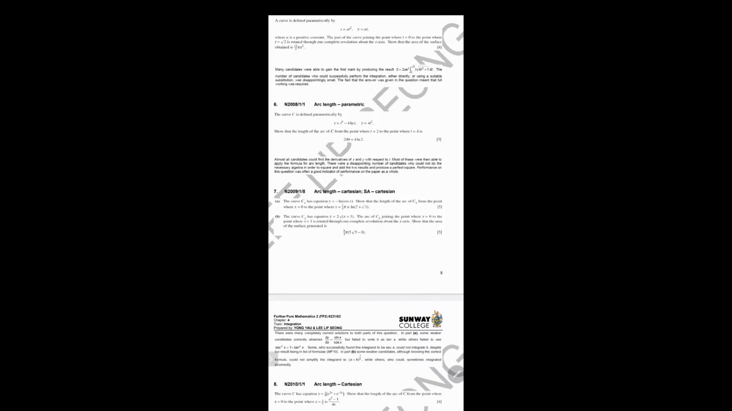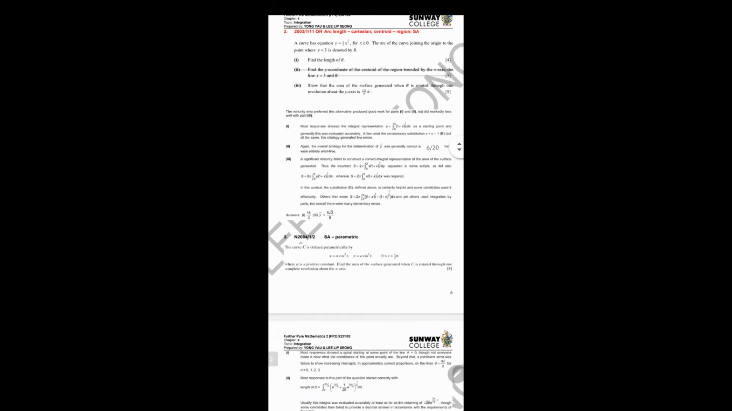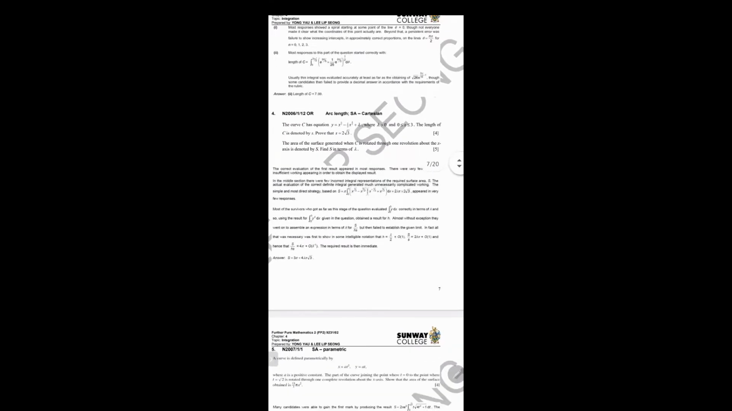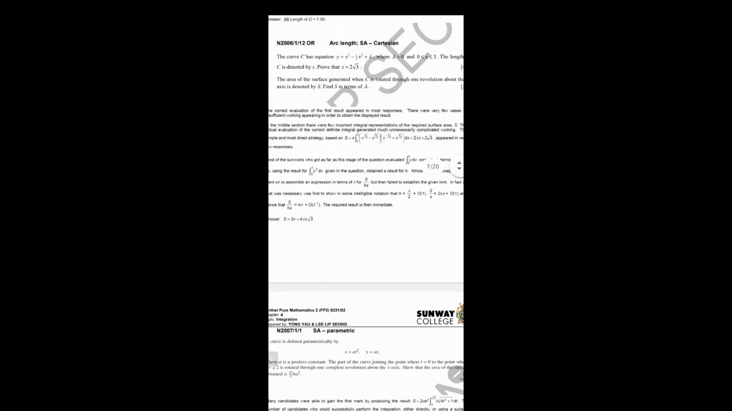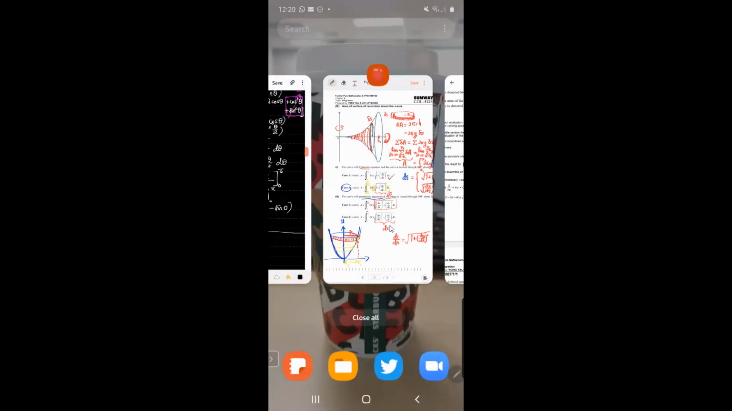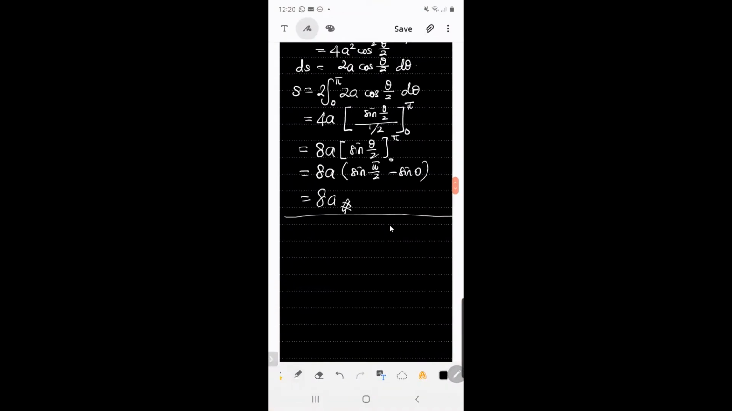Or maybe we talk about, hold on. Okay, we talk about number 4 first. Number 4, I think we have the ds, number 4. Yeah. So this is question number 4. The curve C has equation. So let's look at the equation. You have x to the power of half. Okay, we start with number 4 first.